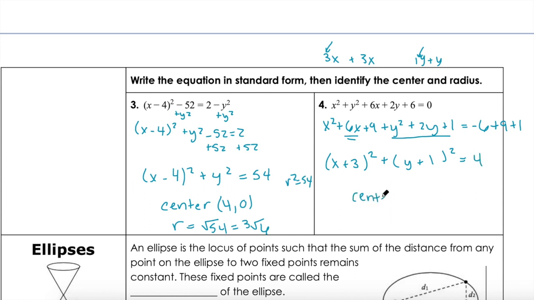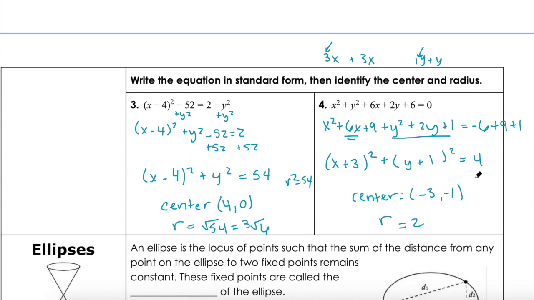Now this is in standard form. Our center is negative 3, comma, negative 1, since these are positive values now and they're typically minus. And our radius would be 2, since our radius squared is 4.